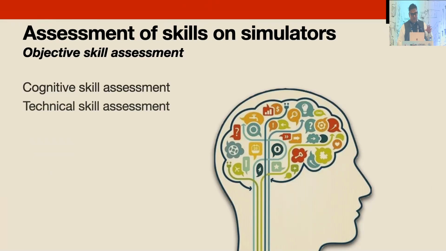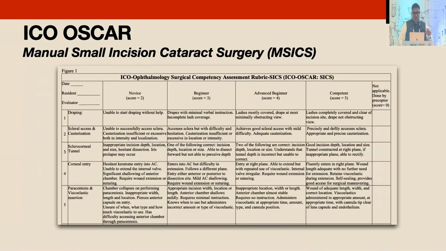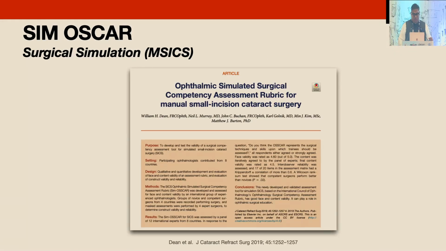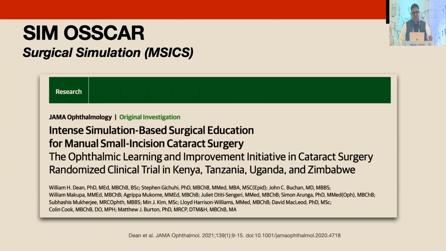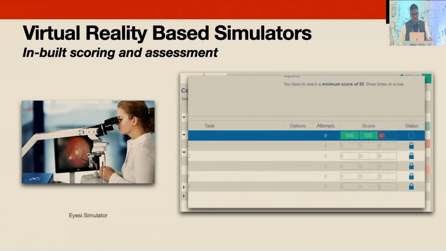So there are two ways of doing this, cognitive skill and technical skill. Without going too much into detail, there are different rubrics and models that are already created that can help understand whether a trainee who is operating on a simulator is doing it the right way, which is called the SIM-OSCAR. And there are different papers that have been published that have shown whether it works or not. Now, when we come to virtual reality simulators, these simulators themselves have an inbuilt scoring and assessment. This is the scoring system of the indirect ophthalmoscope simulator, where unless you reach level 1 and do a task well enough, you don't go to the next level.